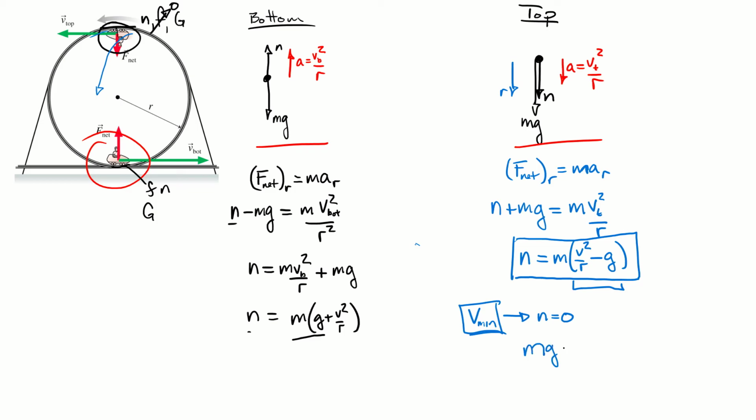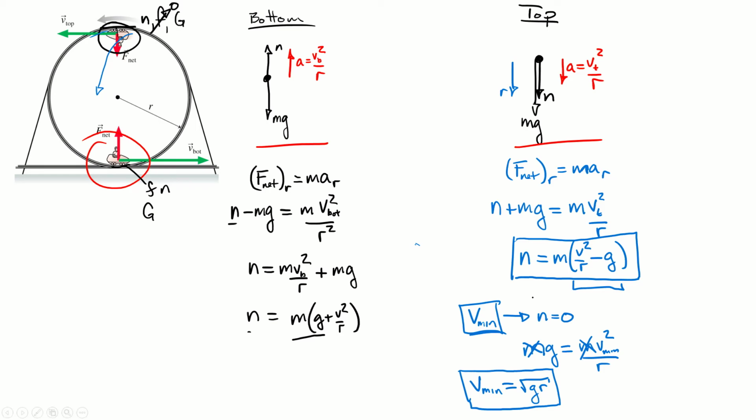So the normal force is 0, and we have mg is equal to m v minimum squared over r, right? The m's cancel, and what this gives us is the minimum speed that cart can have at the top of the loop is going to be equal to the square root of g times the radius of that loop. And any faster, and you're fine, but if you slow down at all, that's where you're going to fall off the track.